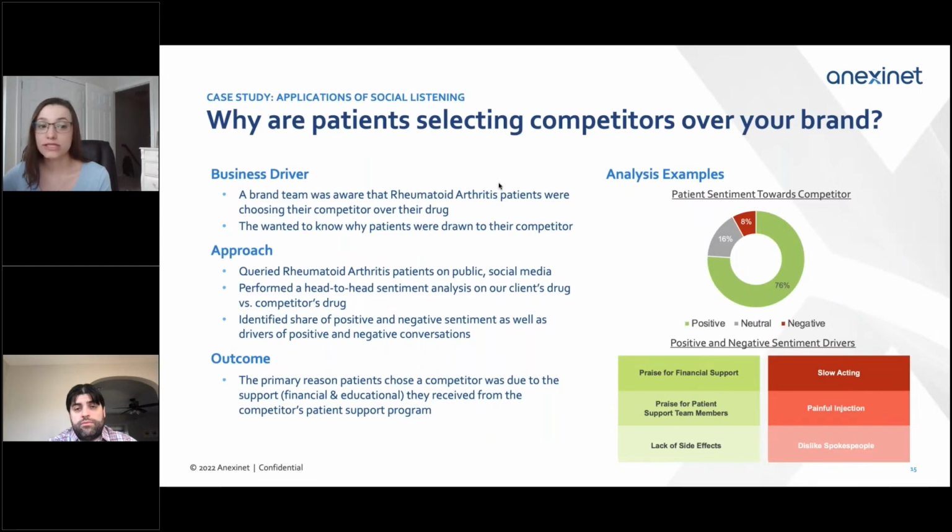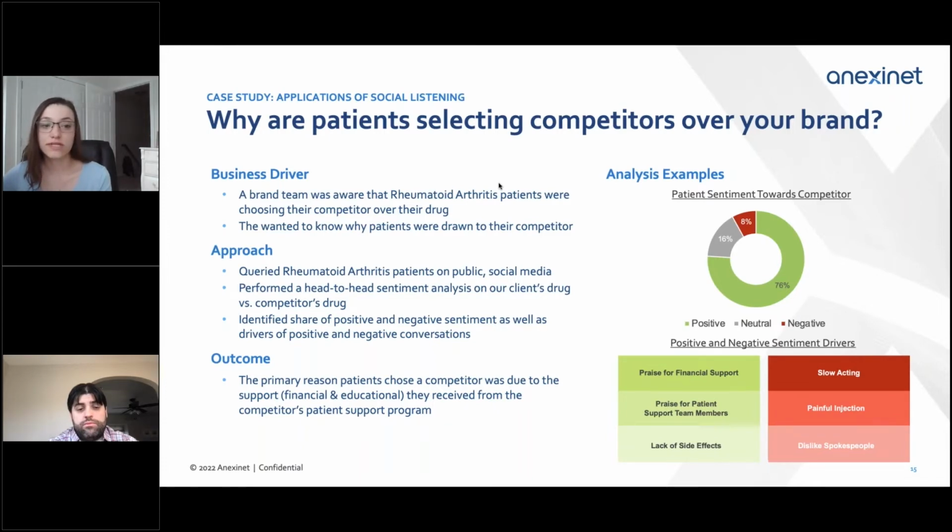So savvy brand teams always have an eye on their competitors, but social listening can give a unique insight into patient behavior, specifically when it comes to brand loyalty and switching behaviors. For example, a rheumatoid arthritis team became aware that patients were seeking other options for treatment and switching away from their drug, but they didn't have data on the reasoning behind the switches. So XNET looked at online conversations and performed an analysis of RA patients discussing our client's drug versus their competitor products.